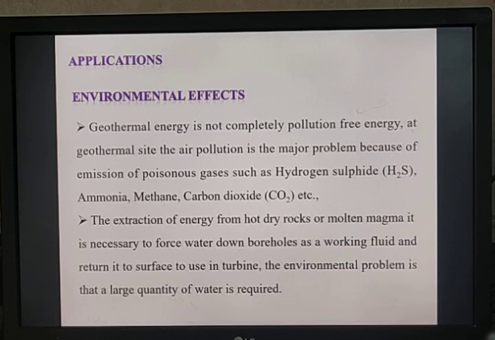Compared to the conventional power plants, this is very less, especially compared to the nuclear power plant. A nuclear power plant releases radioactive substances, which are dangerous. Compared to those power plants, the pollution is very less. But it releases poison gases, that is, hydrogen sulfide, H2S, ammonia, methane, carbon dioxide. It will affect the environment.